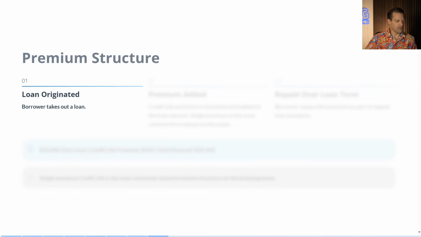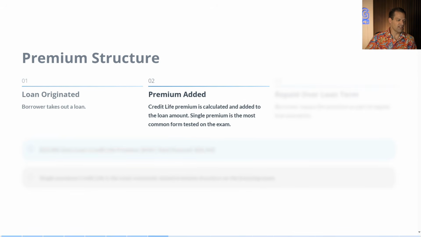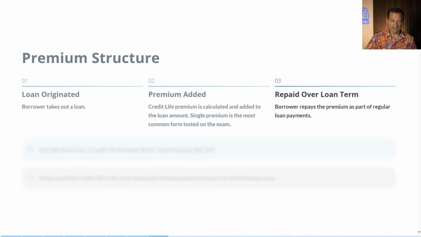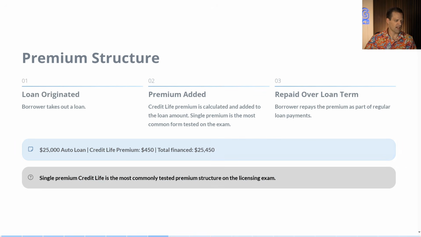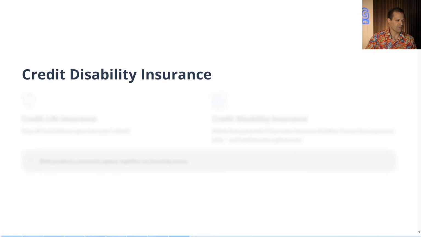Premium structure typically looks like this. There's a loan originated. The premium is added. Single premium is the most common tested form on the exam. And the borrower repays the premium as part of the regular loan payments. So for example, $25,000 auto loan, credit life premium is $450. The total finance is $25,450. So a single premium credit life is the most commonly tested premium structure on the licensing exam.